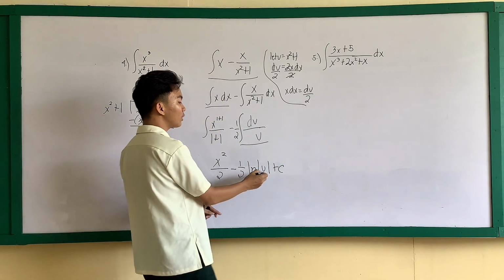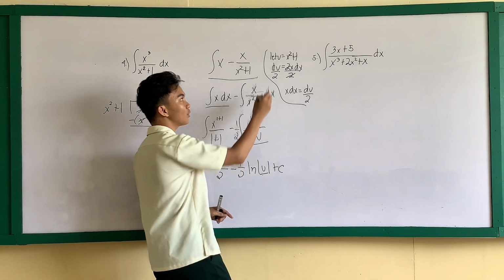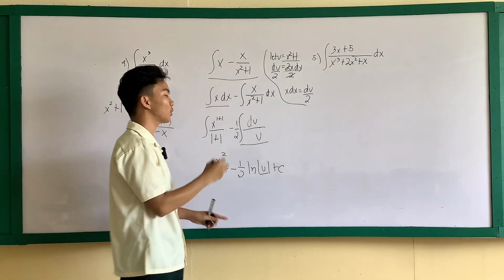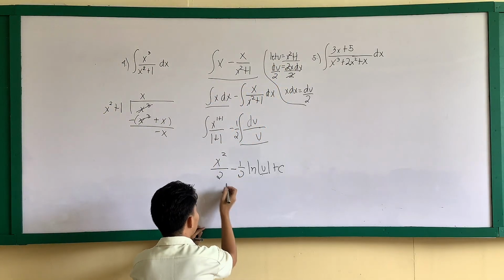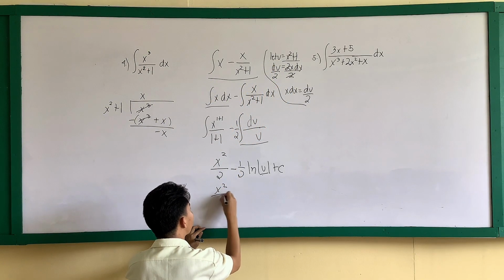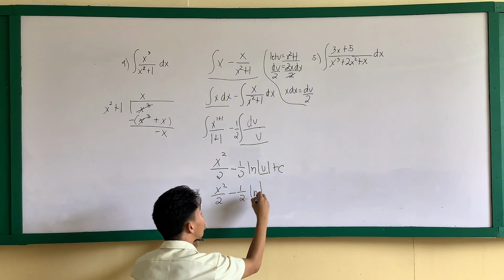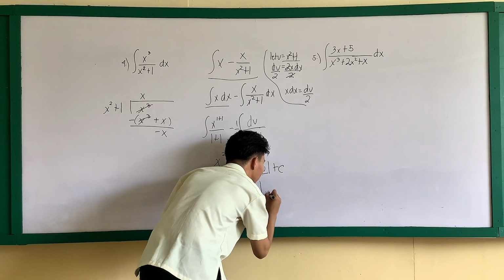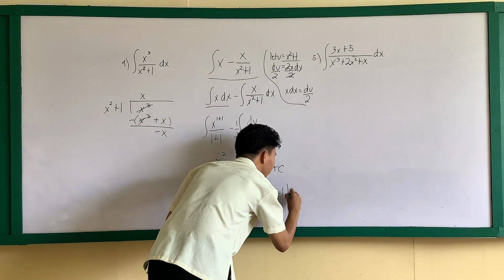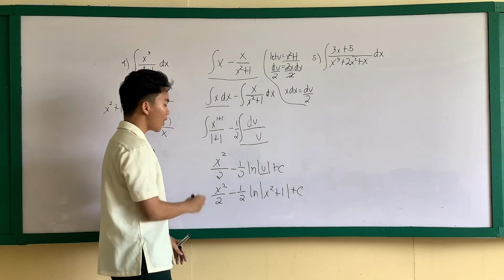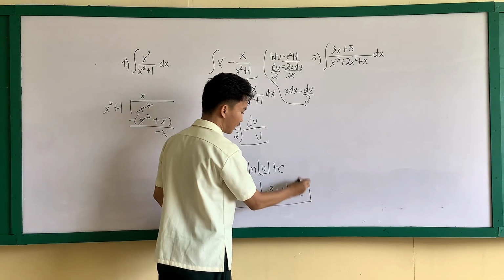Then we need to substitute the real value of u in our original given, which is x squared plus 1. So x squared over 2 minus 1 half ln the absolute value of x squared plus 1 plus c. So this is now our final answer.